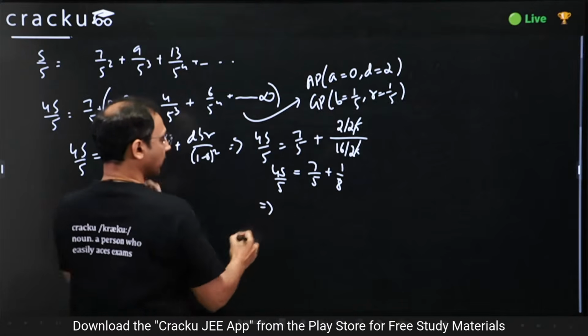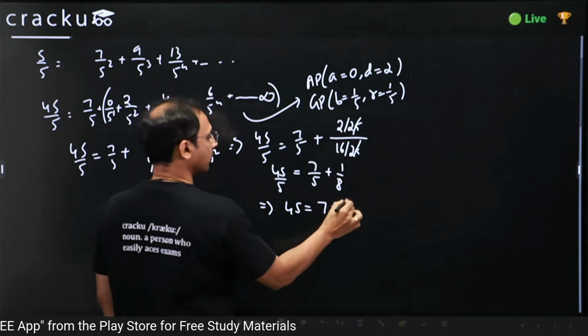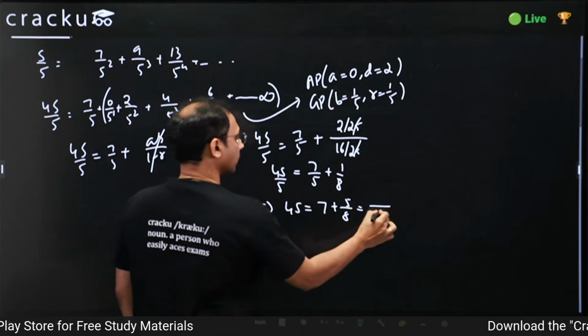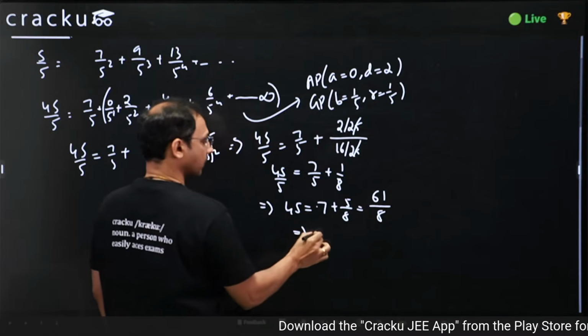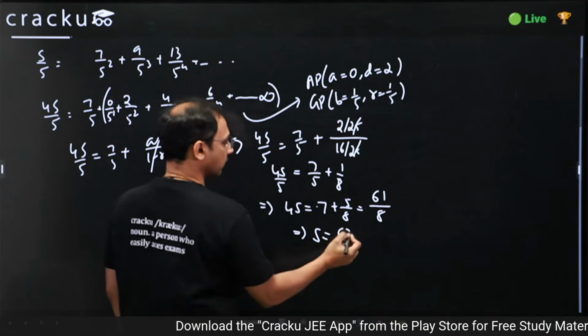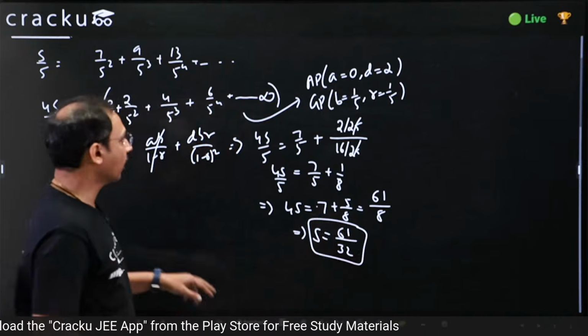So let us multiply by 5. 4s is equal to 7 plus 5 by 8. So here I'll get 56 plus 5, 61. So s will be 61 by 32. So this is the value of s.